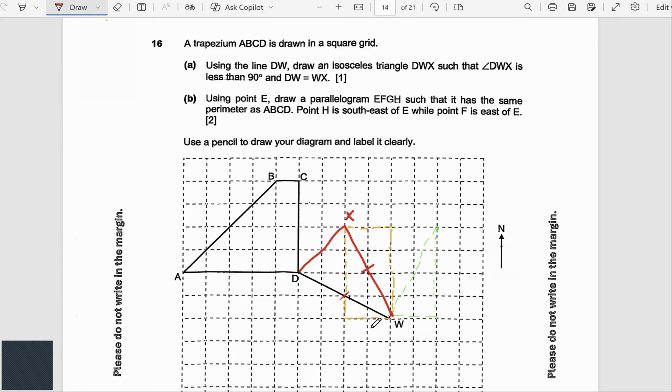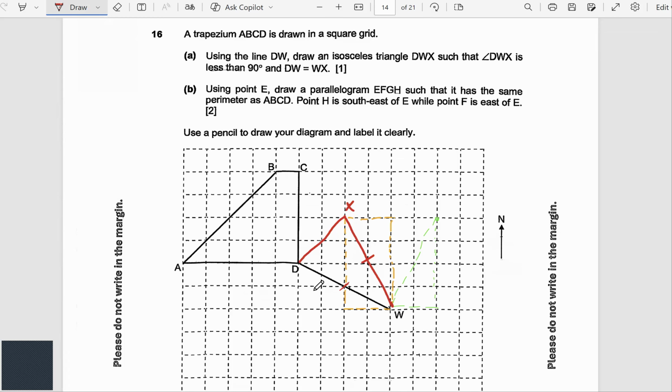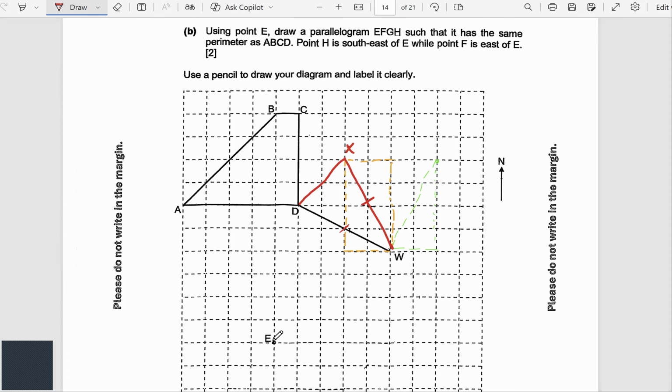WX can also be on this side here. Okay, so this one also cuts through 8 squares. So you can also draw it this way. Then you connect. Now for part B, using point E is here. Draw a parallelogram EFGH such that it has the same perimeter as ABCD. Point H is southeast of E, while F is east of E. Okay, this is a bit out of syllabus. You don't need to know the compass direction. Okay, but anyway, I'll still go through this.